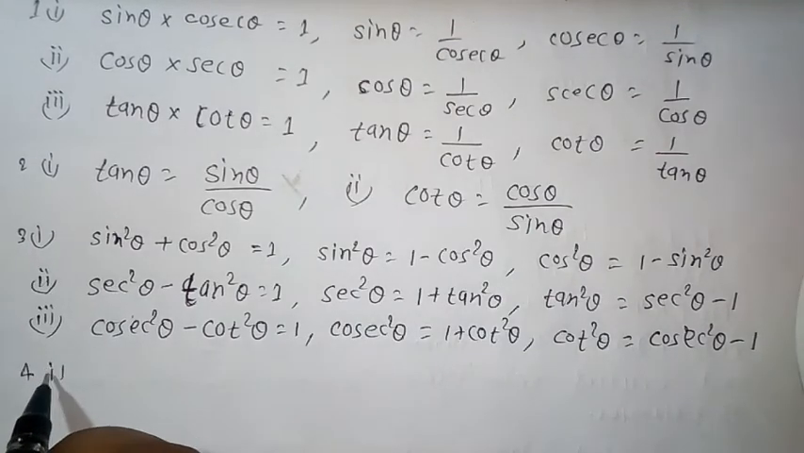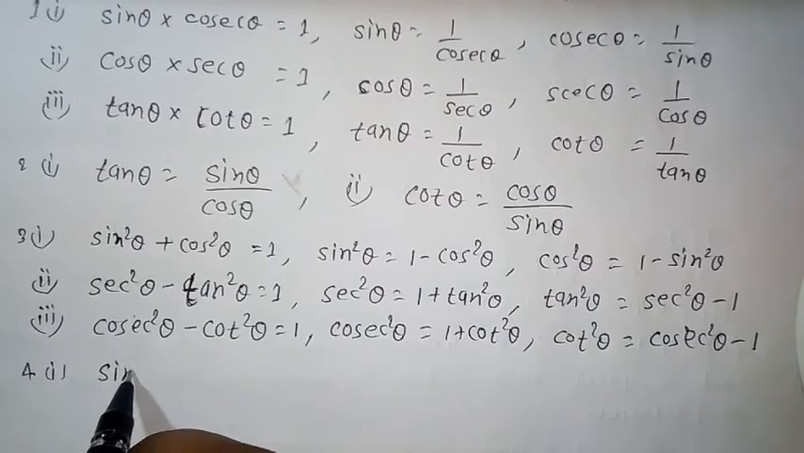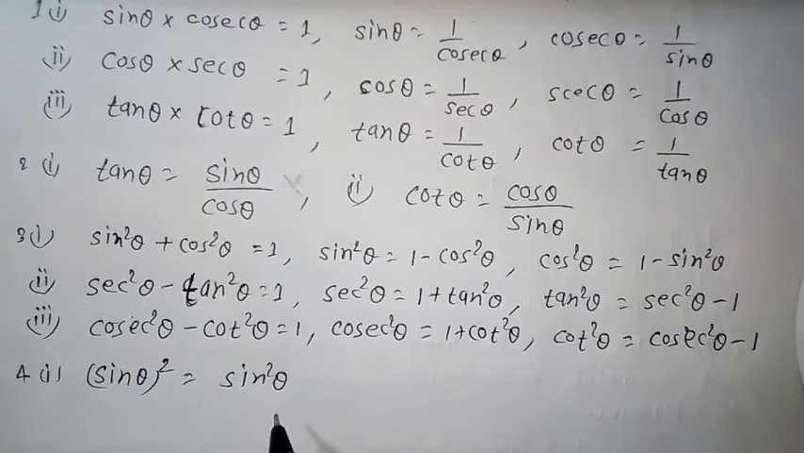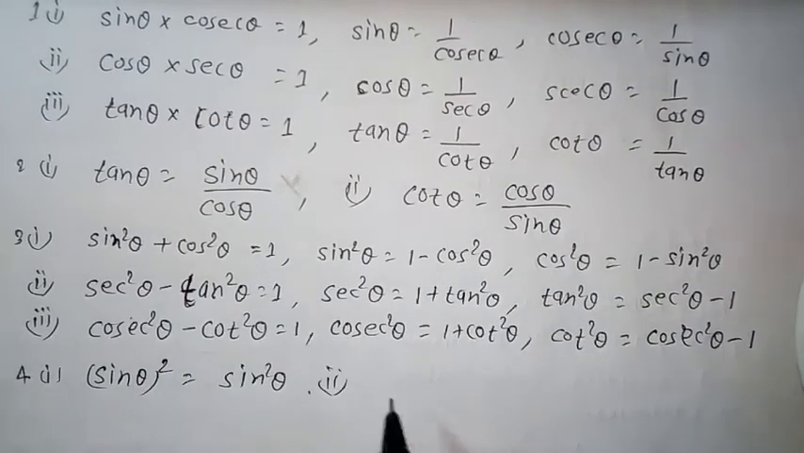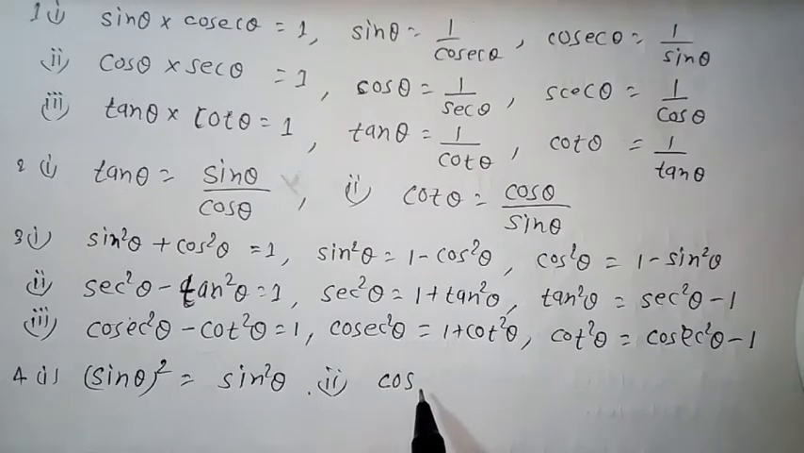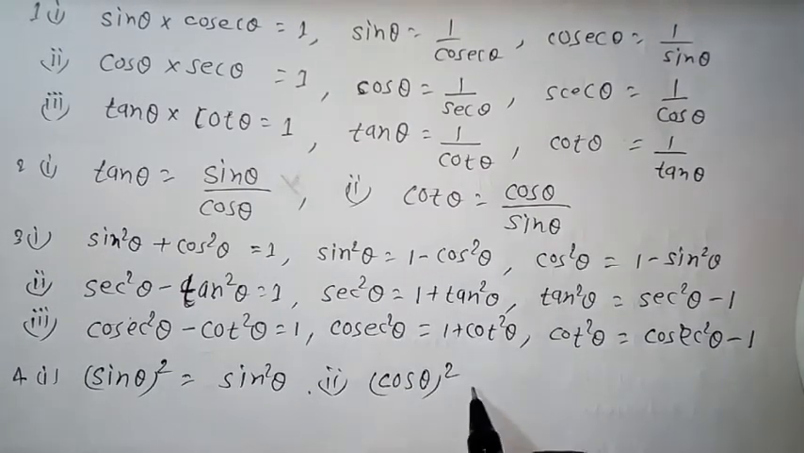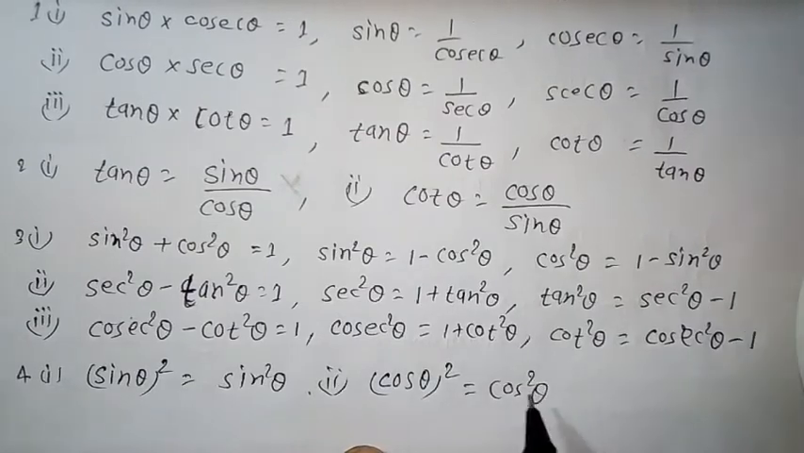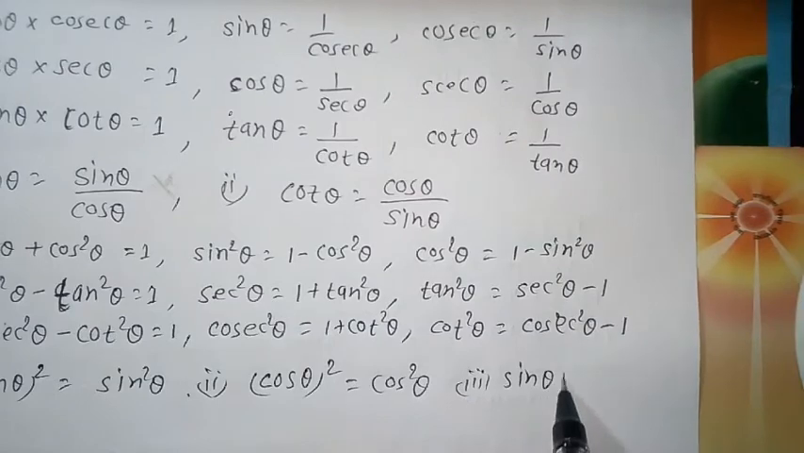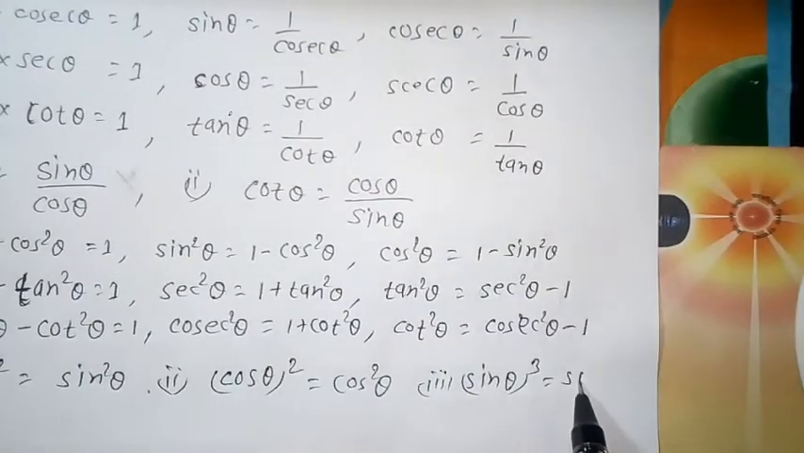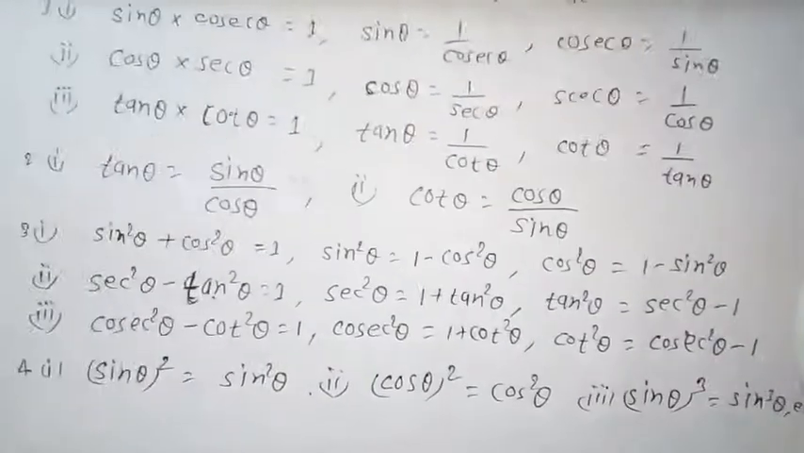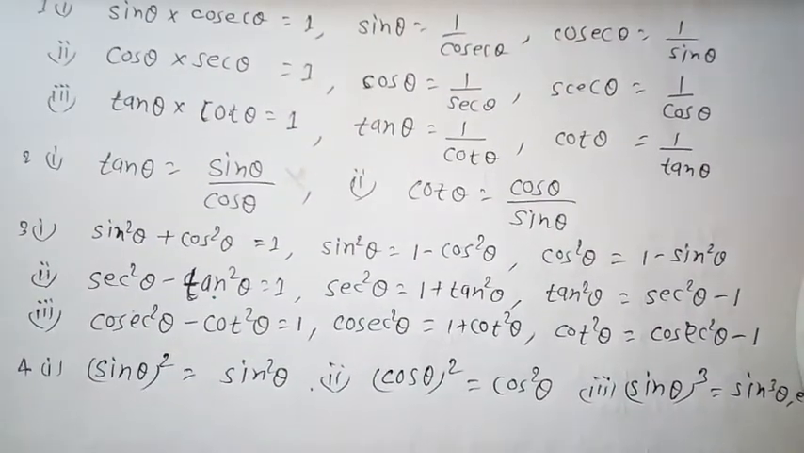Always remember, sin theta to the power 2 is equal to sin square theta. Okay. Similarly, cos theta to the power 2 is equal to cos square theta. Sin theta to the power 3 is equal to sin cube theta, etc. Same pattern. Okay.